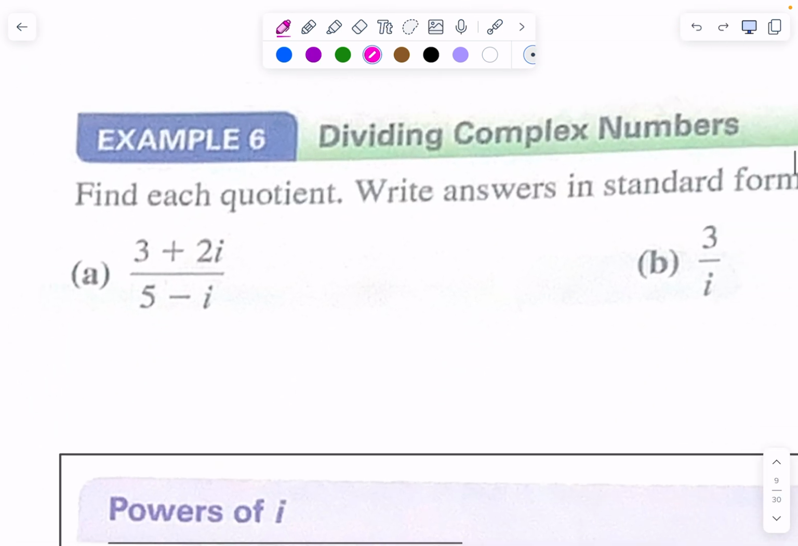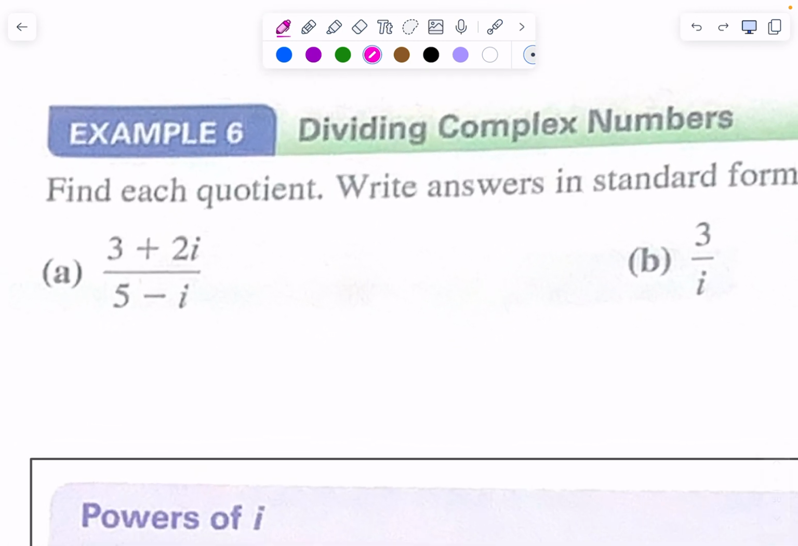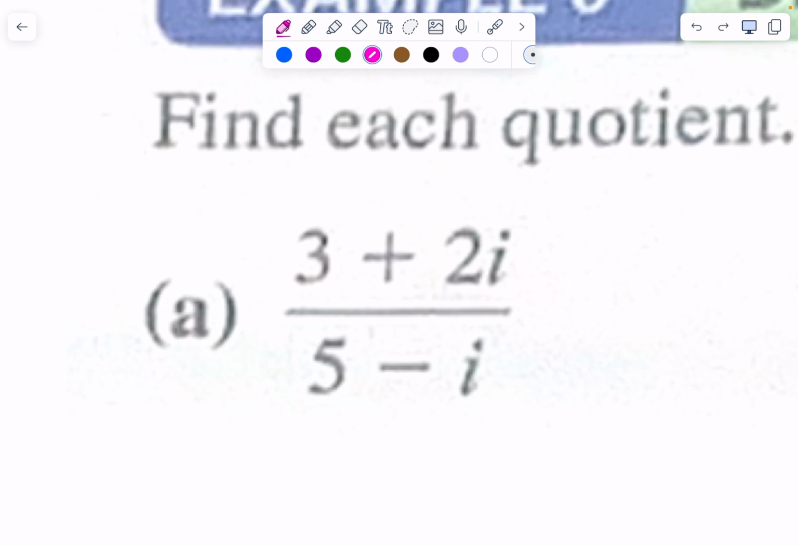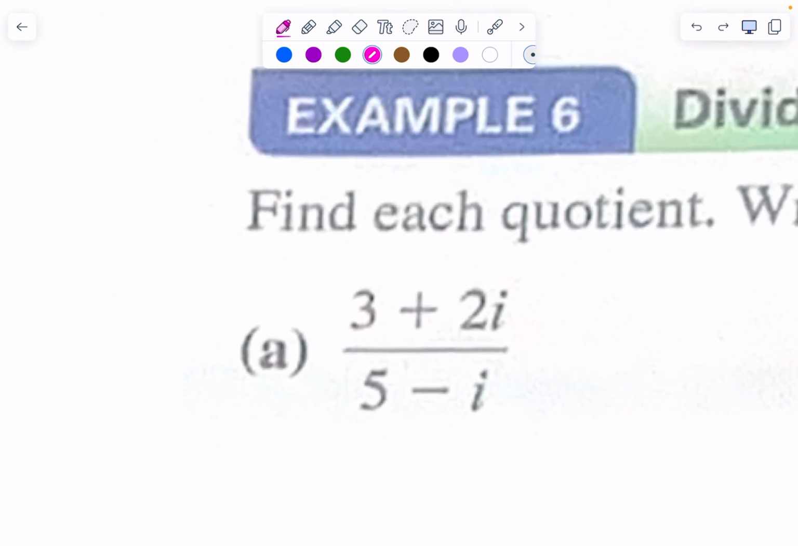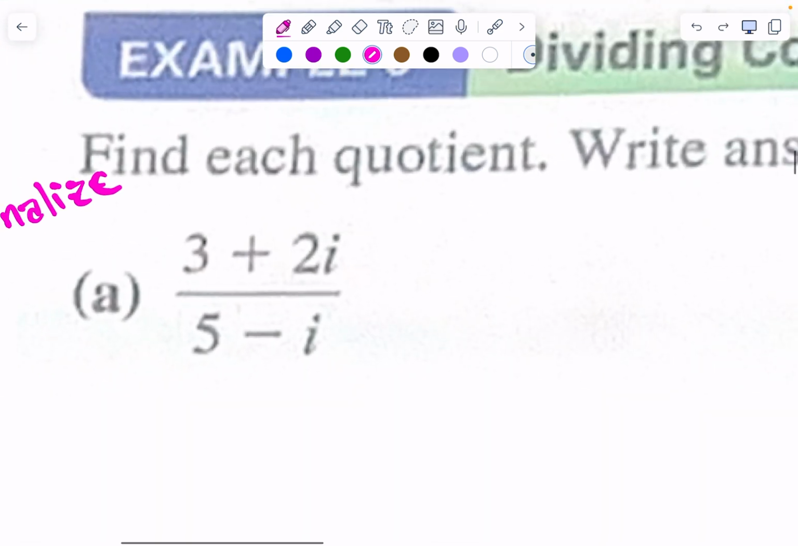Okay, next. All right, dividing complex numbers, they want us to find each quotient. In the chapter before this, they would use the word rationalize, because we don't like to have square roots in the bottom, but we don't like to have i's in the bottom either. So this 2i on the top is totally fine, but the i on the bottom is bad. How do I get the i out of the bottom?